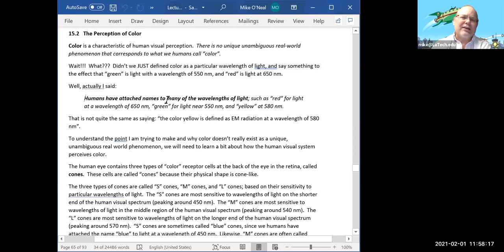I was very careful to say what I actually wrote here, which is that humans have attached names to many wavelengths of light, such as red for a wavelength at 650, or green for a wavelength near 550, or yellow for a wavelength near 580. That is not the same thing as saying the color yellow is defined as EM radiation at a wavelength of 580 nanometers. Those are different things.